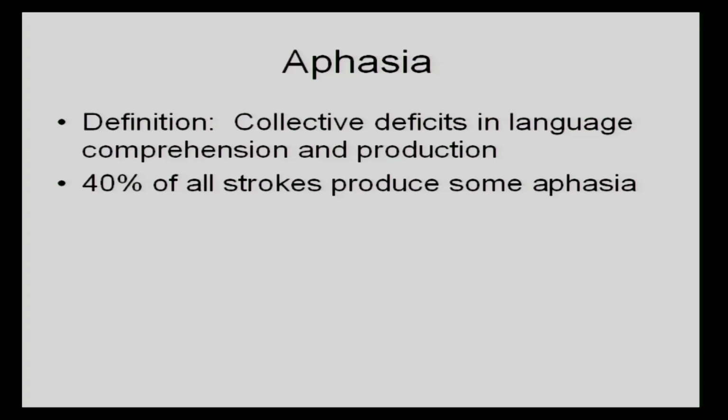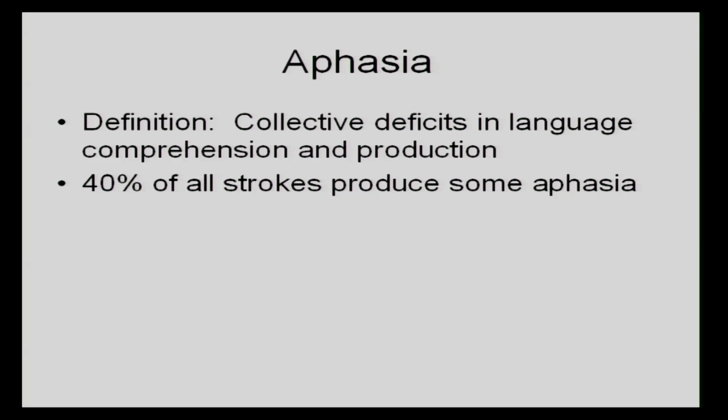Okay, so just like in declarative memory function, just like in fear memory function of the amygdala, just like in executive memory function, the study of language has benefited from patients with brain damage. Aphasia is a collective deficit in language comprehension and production. So these brain areas that we're going to talk about have dual capacities. Some of them help with the comprehension of auditory information coming in, and the other parts of these language areas are helping with the verbalization, the speaking of language.